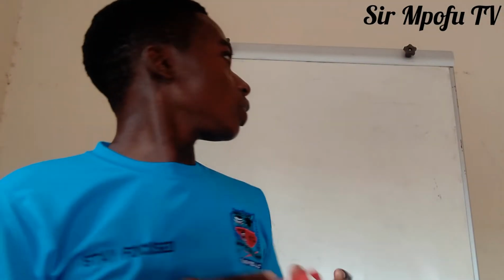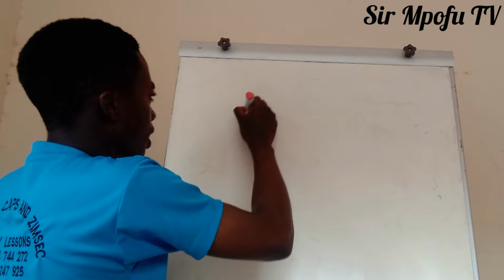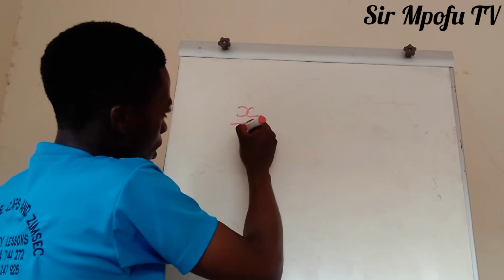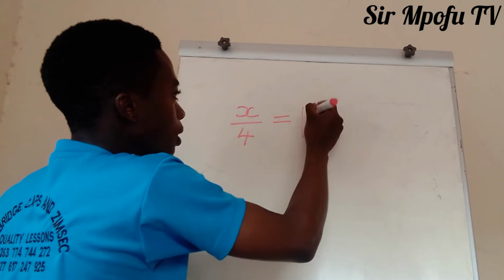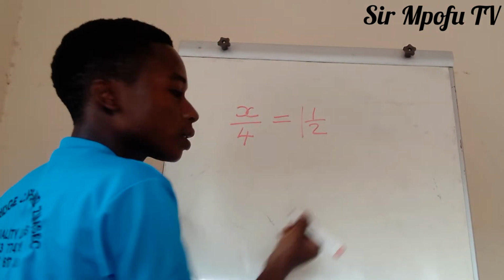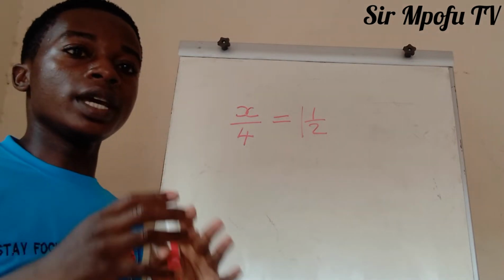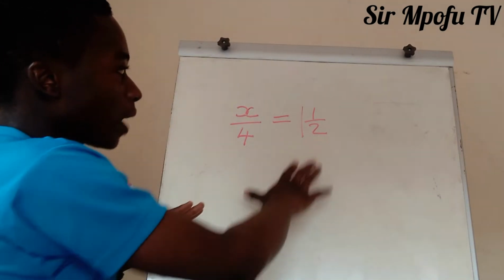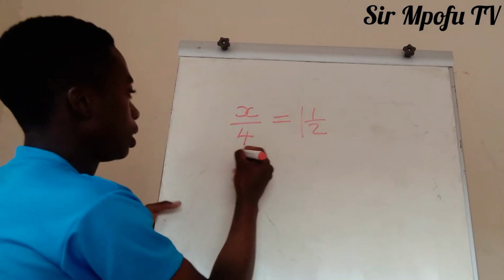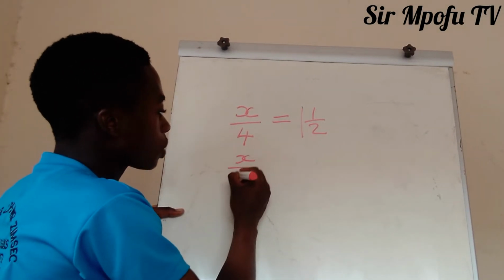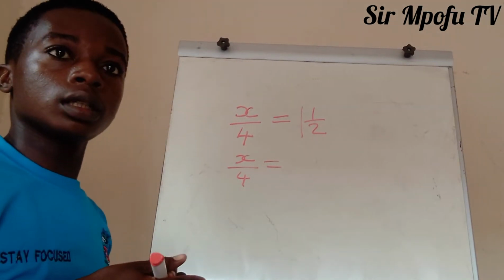Okay guys, when it comes to equations with fractions, there's nothing that is complicated. Let's say you are given a question like this: x over 4 is equal to 1.5. What you need to do here is make sure that you have an improper fraction this side. When you have an improper fraction, let us do that first. So it will be x over 4 equals, how do we get an improper fraction this side?